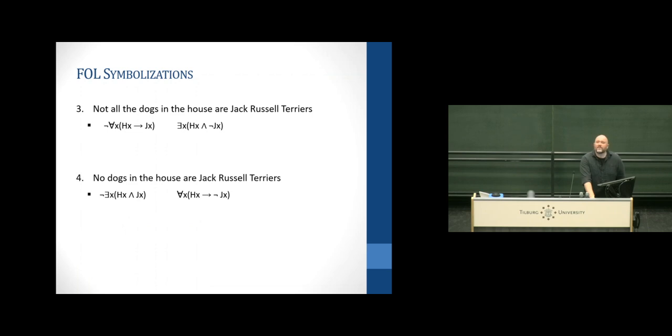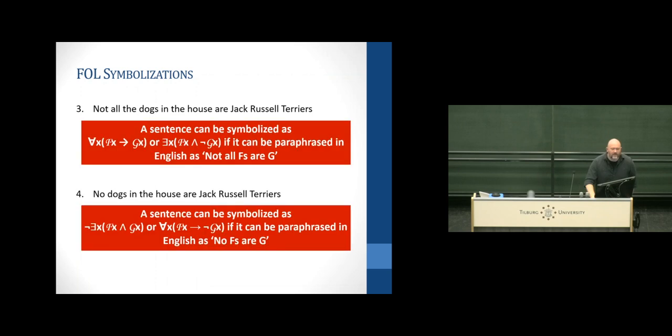So, four symbolizations for these two sentences, or more generally, to give you the general boxes. A sentence can be symbolized as, there should be a negation there, sorry. Negation right there. Oh no, a typo. Negation, the universal, or as the existential with a negated second conjunct, if we're symbolizing not all F's are G's. And similarly, a sentence can be symbolized as the negated existential conjunction, or the universal conditional with the negation, if we're capturing no F's are G's.